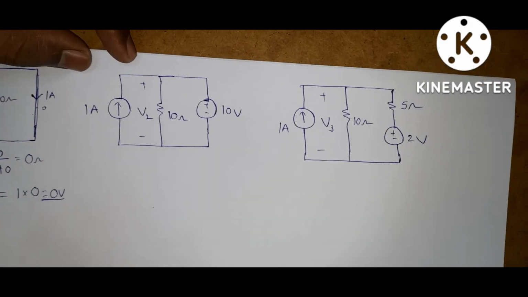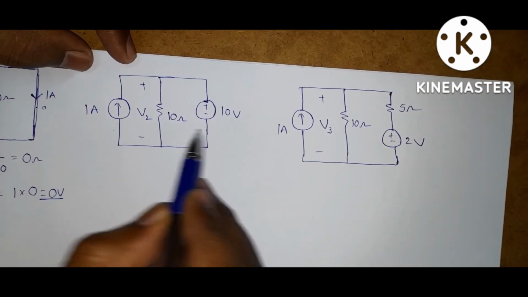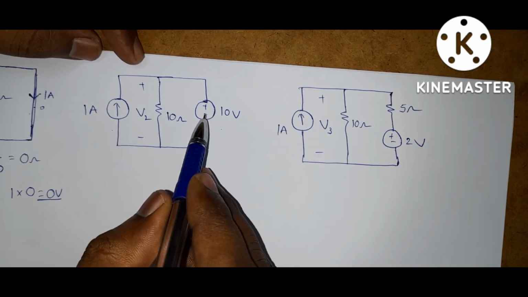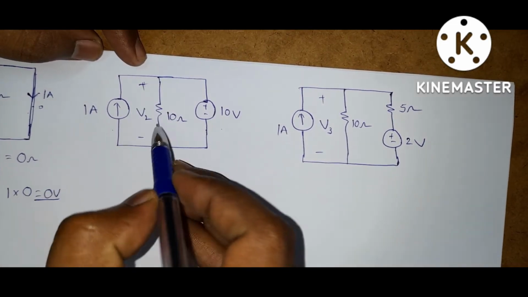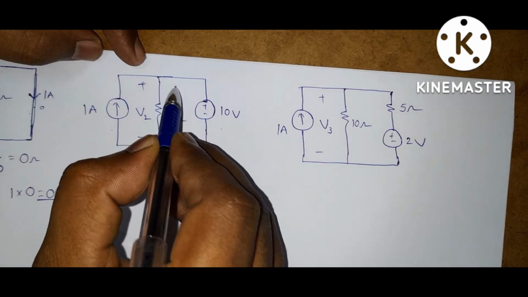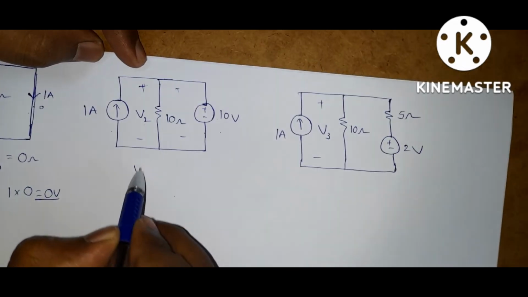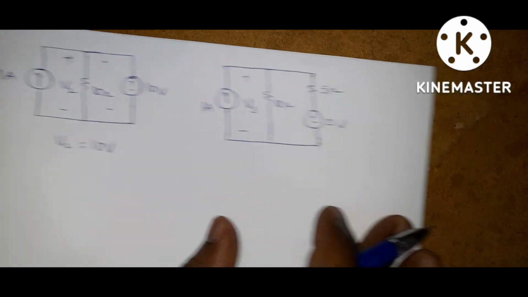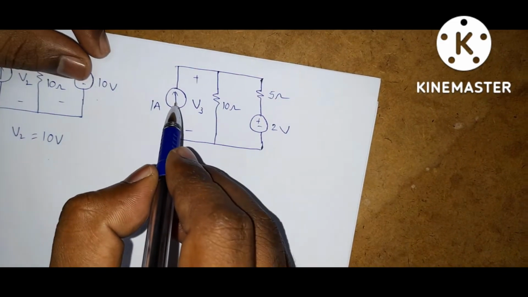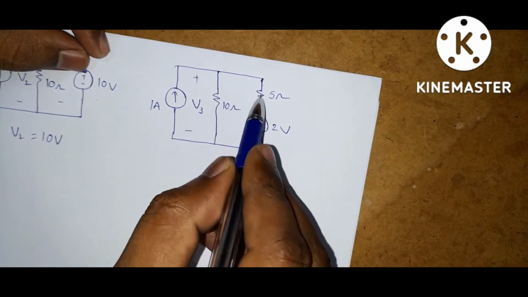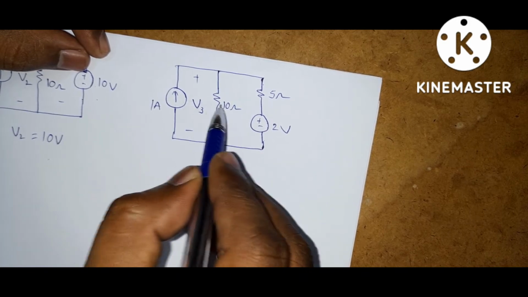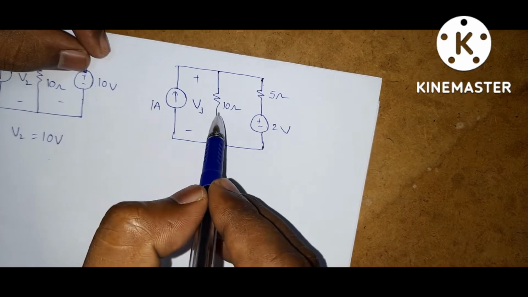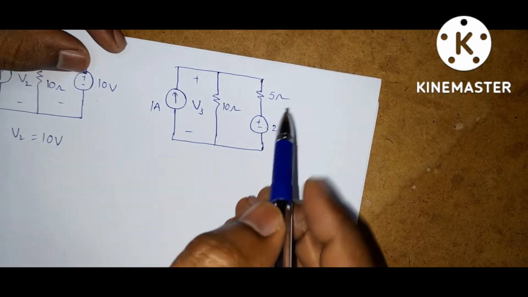Now coming to the second circuit. Here these three elements are connected in parallel. In parallel, voltage is the same. So what is the voltage? It is 10 volts across all these elements. So V2 is equal to 10 volts. Coming to the third circuit, this combination is connected across these two elements. That means the combination of these two elements and this element are in parallel.